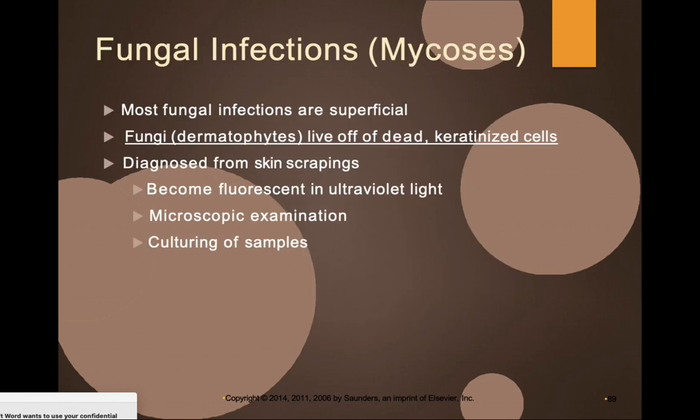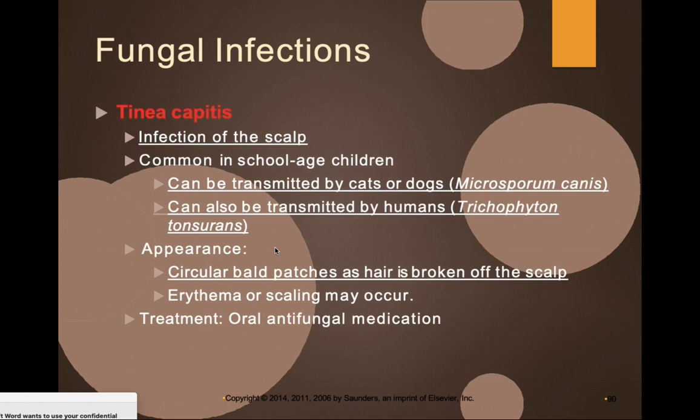Fungal infections, or mycoses. Most fungal infections are superficial. Why are they superficial? Because they live off of dead cells, and that's found in the keratinized cells of the stratum corneum. So it's diagnosed from skin scrapings. They can also be diagnosed from the fluorescence that takes place when exposed to UV light. It can be diagnosed from a microscope exam as well as culturing it.